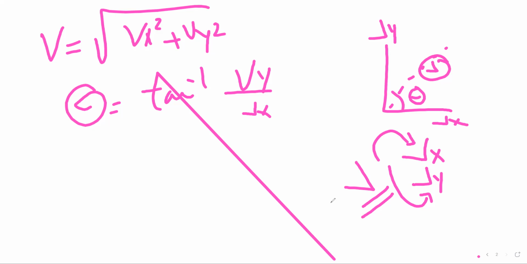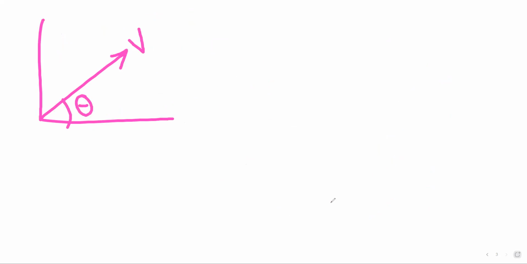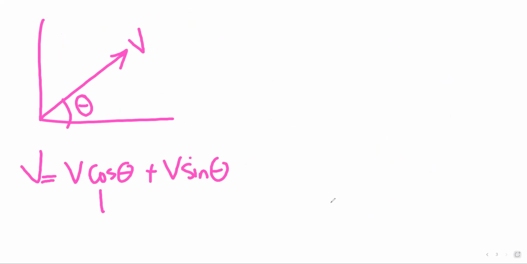In the first one here, I give you what V is and what the angle is, and you find Vx as V cosine theta and Vy as V sine theta. So here I give you V and I give you the angle, and I want you to write the components of V.